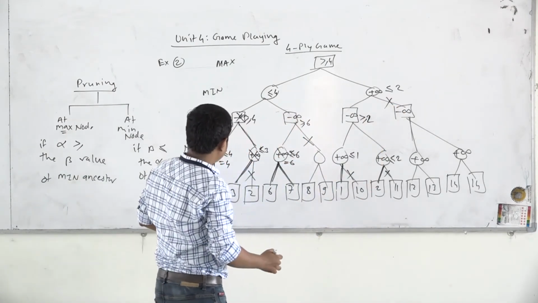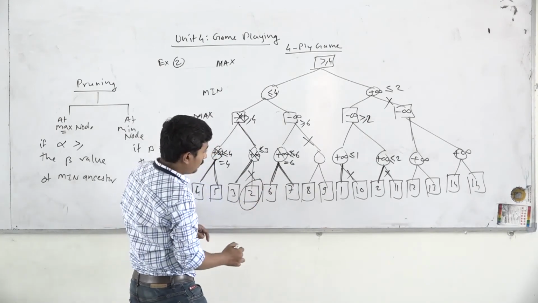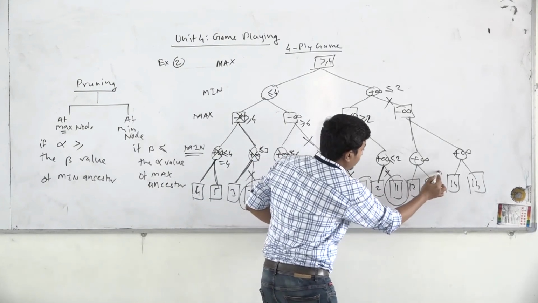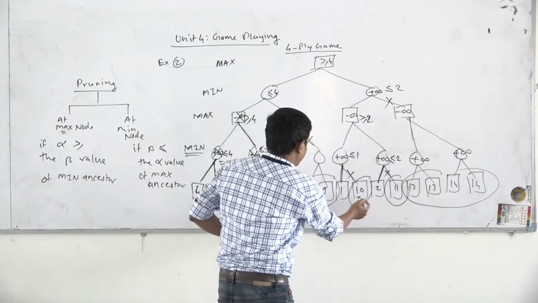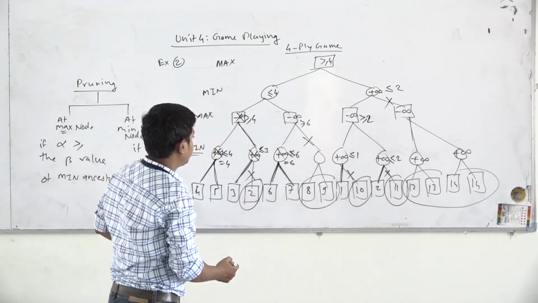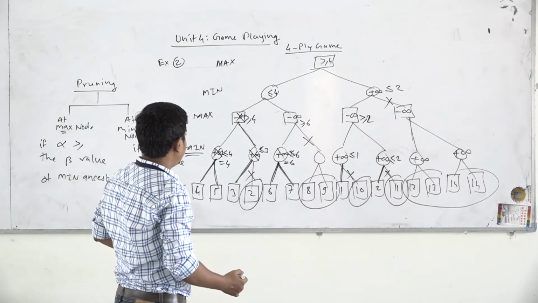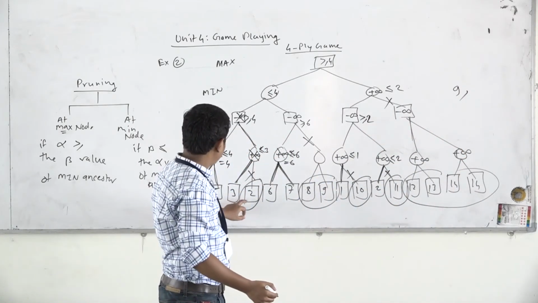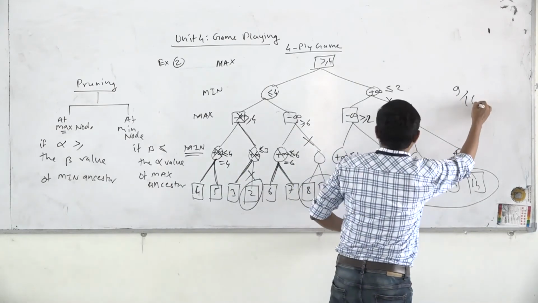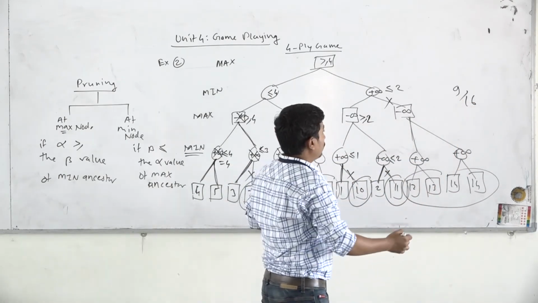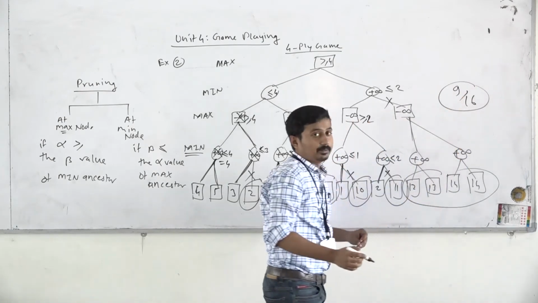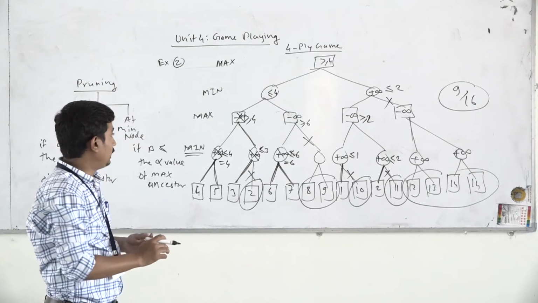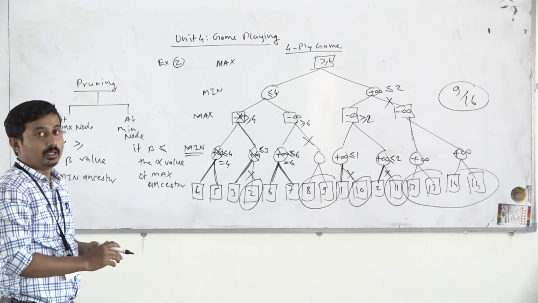So which nodes are pruned? These two nodes, then this one, and this 4. So 4, 5, 6, 7, 8, 9. So 9 out of 16 nodes are pruned here, which is very efficient, right? In this way we can prune some of the branches using alpha beta pruning.